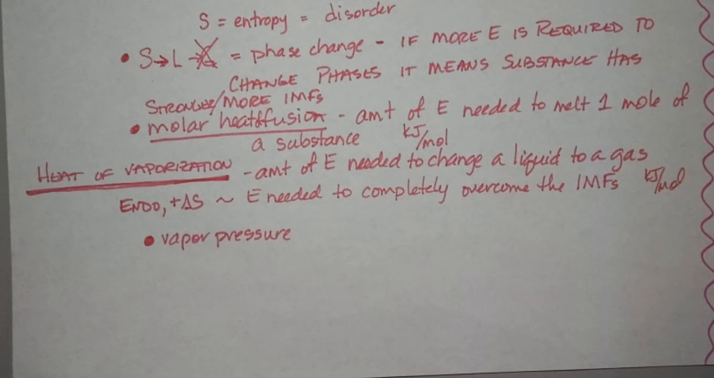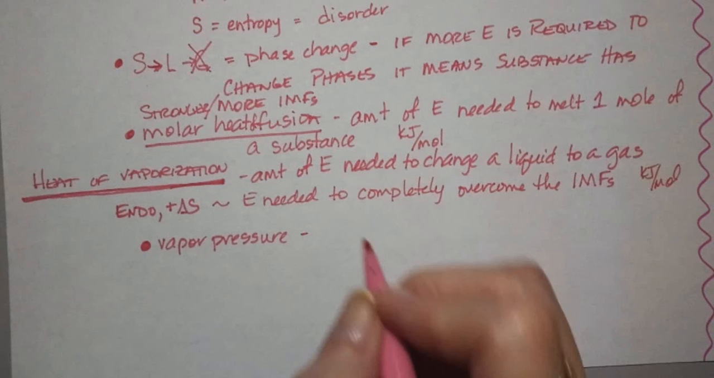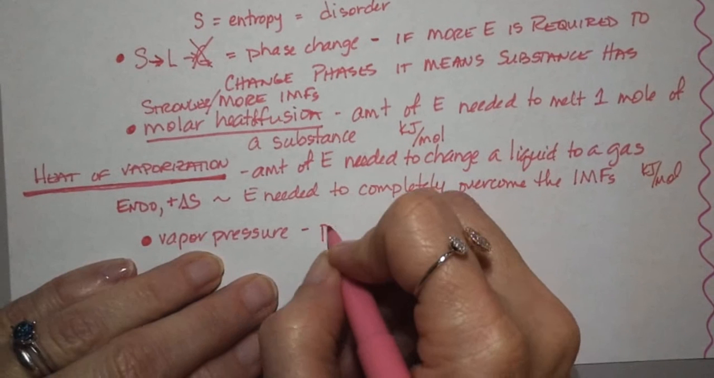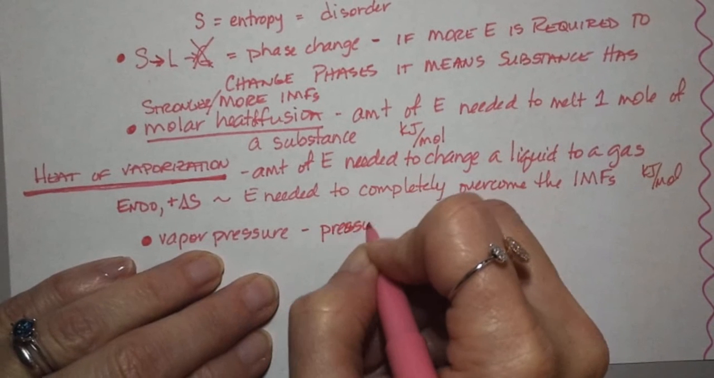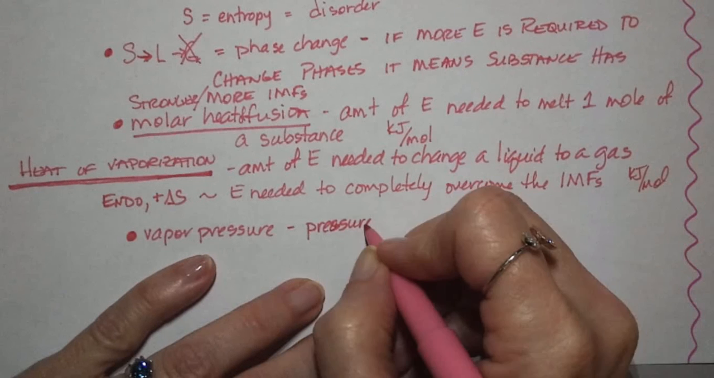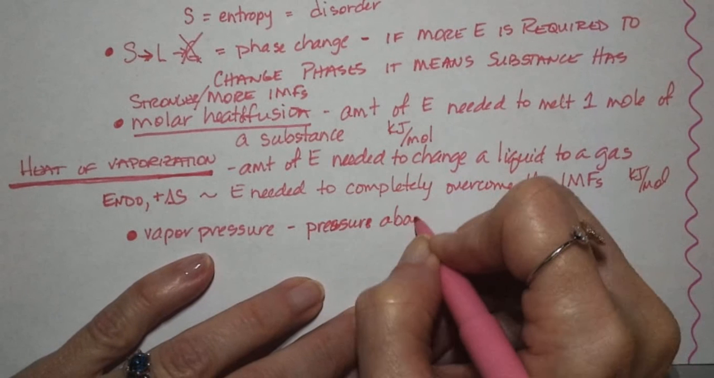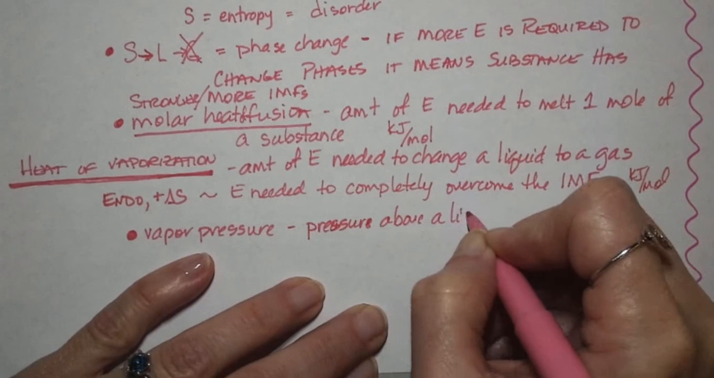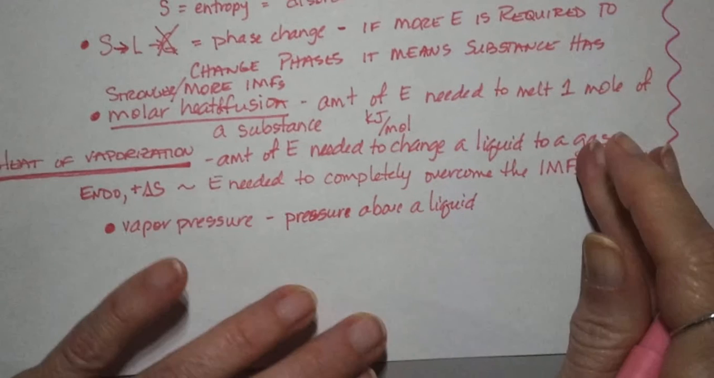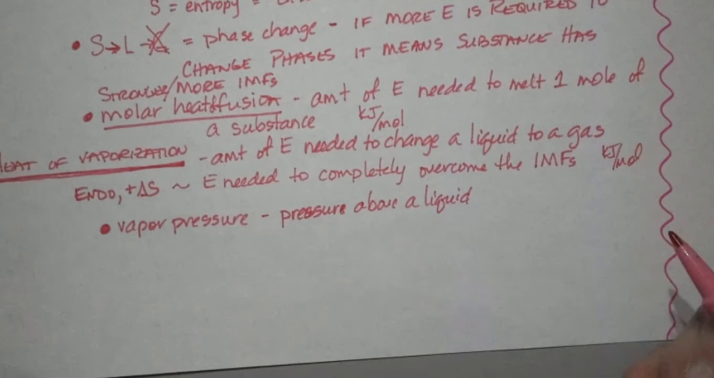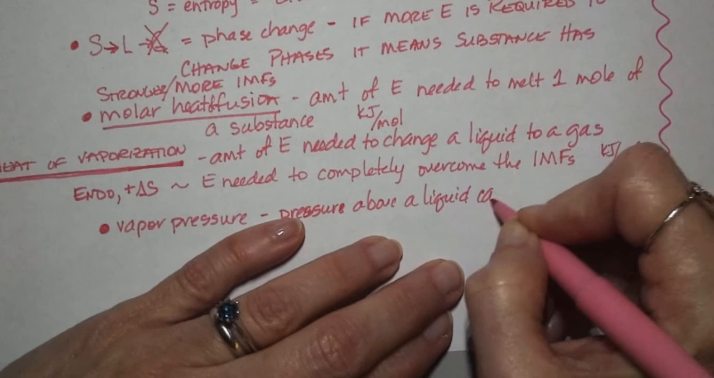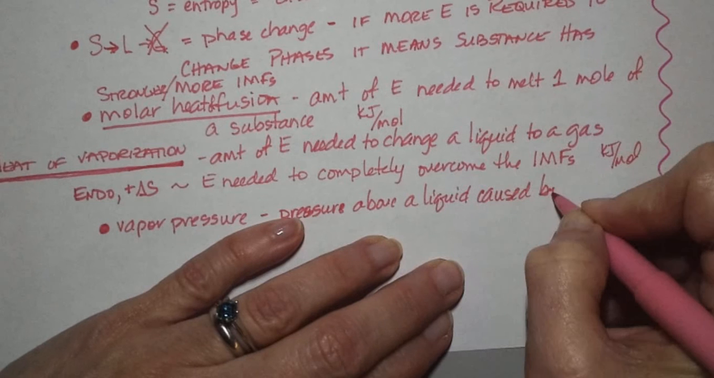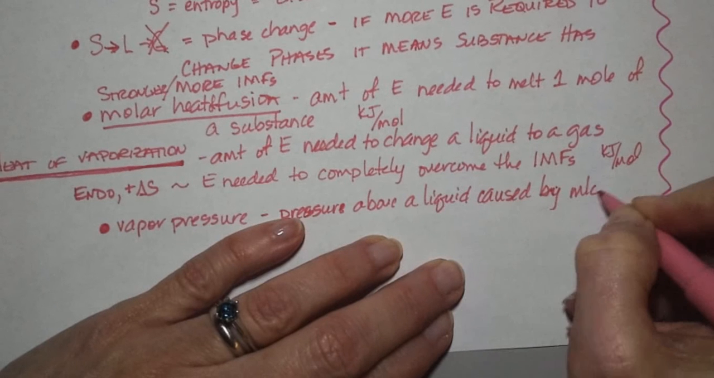Okay, so the vapor pressure is the pressure above a liquid. Again, just talking air pressure, or whatever gas pressure, above a liquid caused by molecules that have escaped from the liquid into gas form. Just naturally, they're going to do that.